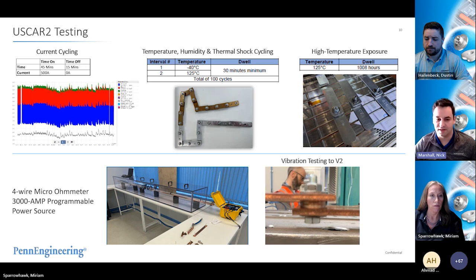We've done the same with temperature and humidity and thermal shock. If we take this joint and we raise it up to 125 degrees and then we quickly cool it down to -45, does that thermal expansion and contraction cause any issues?